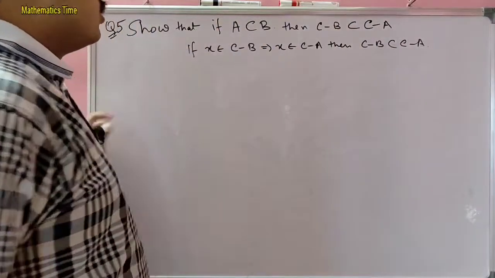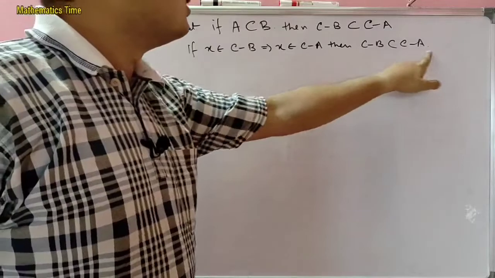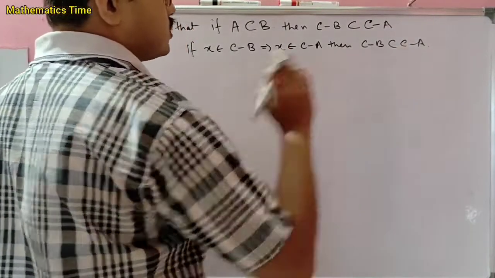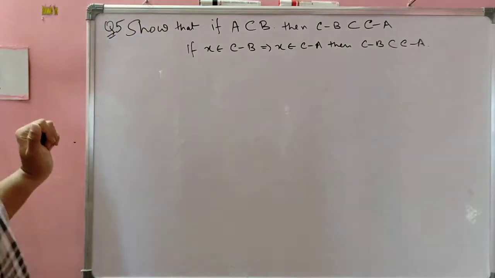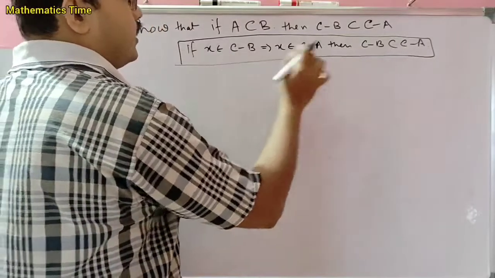X belongs to C minus B implies X belongs to C minus A. Then this will be automatically stated. Why? This is the definition of subset, just like the previous problem. Okay, so this is our plan, and this is our goal.